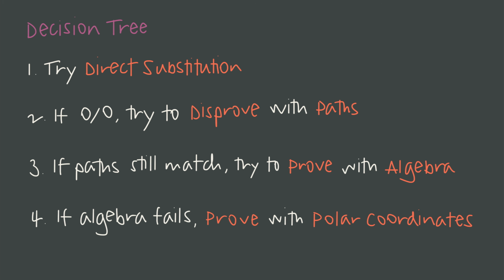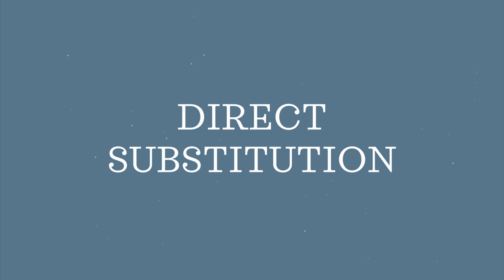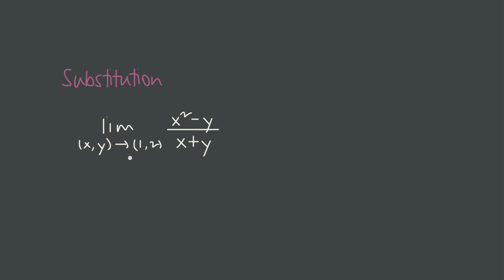Our goal is to work through this tree, so let's start with step 1, where we're trying direct substitution. Let's say we have this multivariable limit problem. Our first step is to try direct substitution, meaning can we just plug in the point (1, 2)? If we plug in (1, 2), we get 1 squared minus 2 divided by 1 plus 2, which simplifies to negative 1/3. Because we get a real number here, we know that the function is continuous at this point, and we're done. We don't have to go any further. We know the limit is negative 1/3.